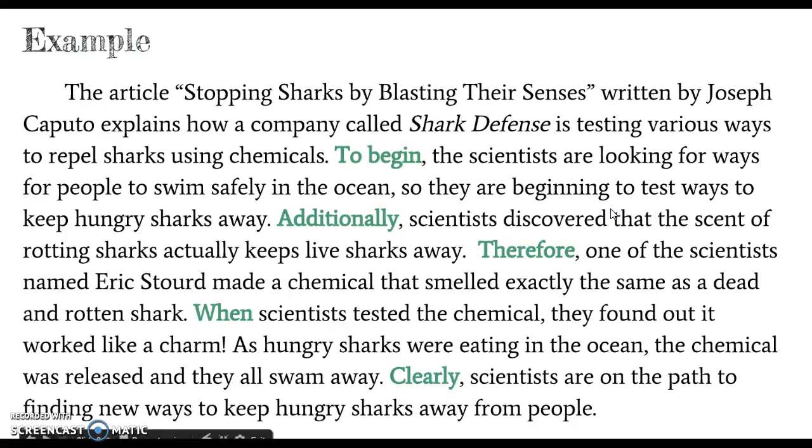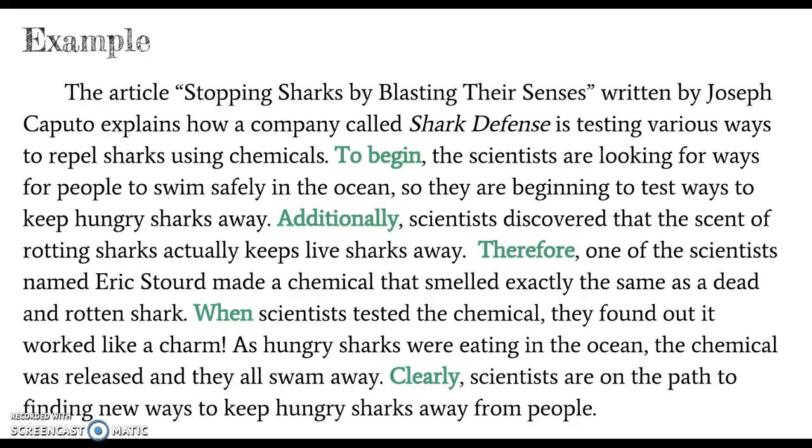So here's an example of a complete summary. The article Stopping Sharks by Blasting Their Senses, written by Joseph Caputo, explains how a company called Shark Defense is testing various ways to repel sharks using chemicals. To begin, the scientists are looking for ways for people to swim safely in the ocean, so they are beginning to test ways to keep hungry sharks away.